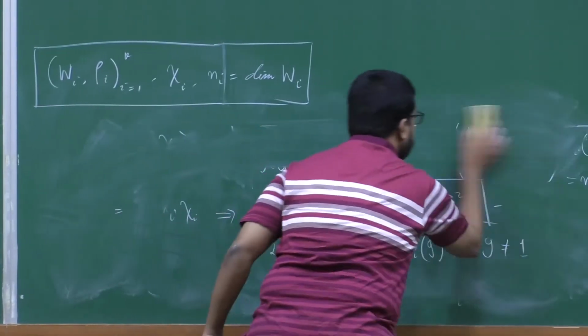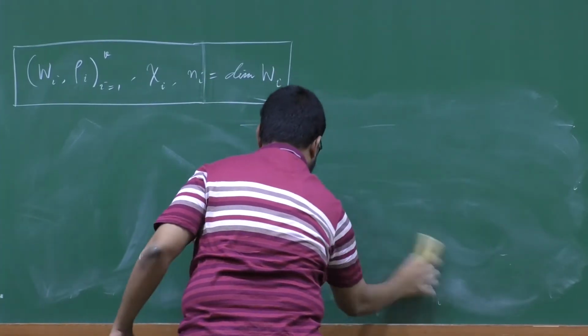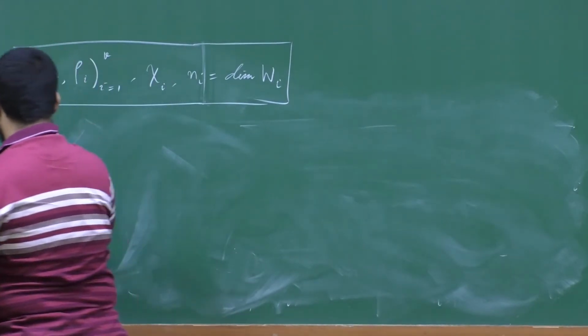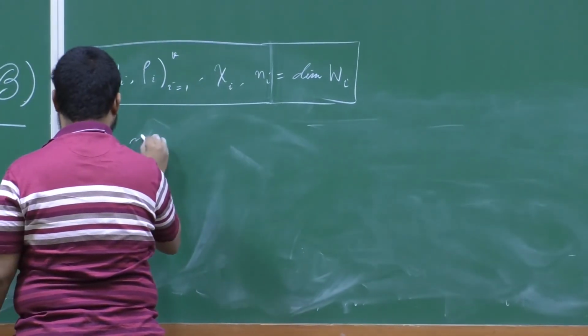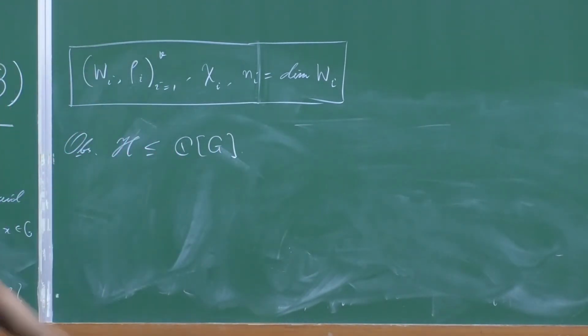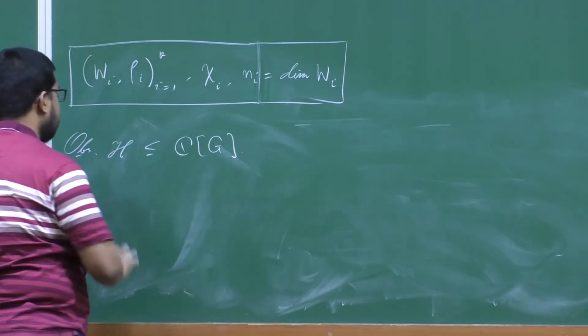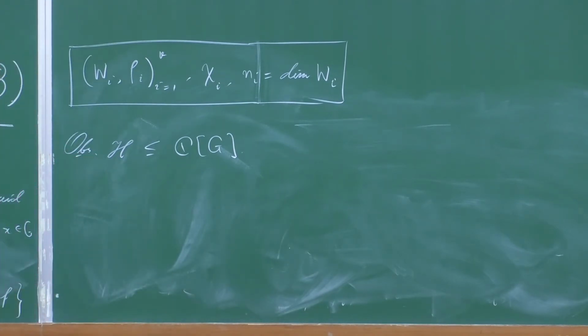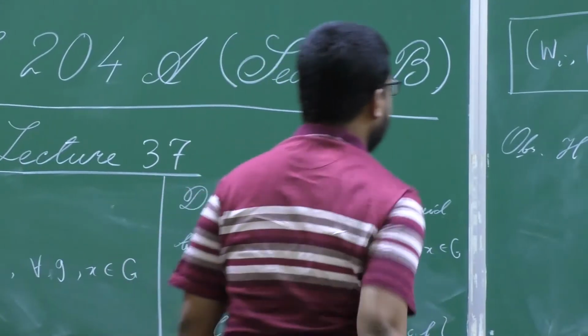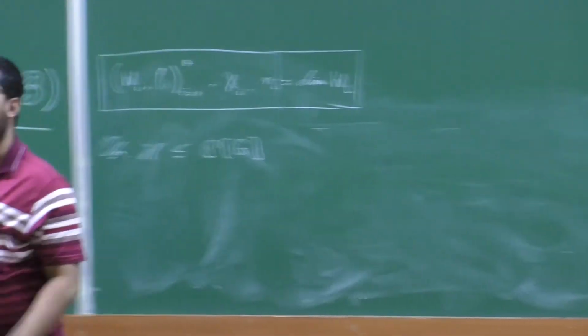It is easy to see that H is a subspace of CG, because the sum of any two class functions is going to be a class function, same for scalar multiplication. Therefore it is also going to be a finite dimensional vector space. We can even exhibit a basis of this subspace.